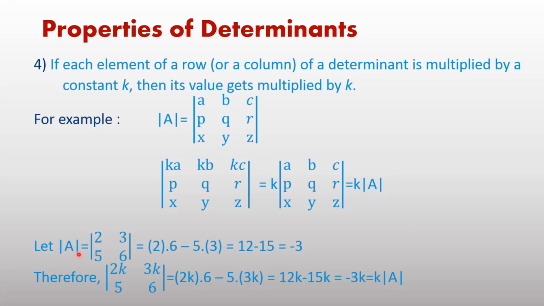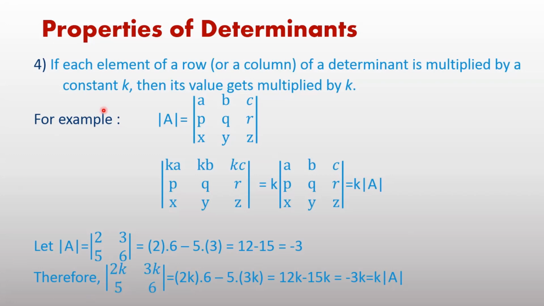For example, here the determinant of A is 2, 3, 5, 6, and after solving it is minus 3. Now the first row is multiplied by k. Again expand it: 2k into 6, 12k, minus 5 into 3k, 15k, equals minus 3k, which equals k into the determinant of A. If the first row is multiplied by k, then the determinant is multiplied by k. The same can also apply with the second row multiplied by k. The same result you will get.